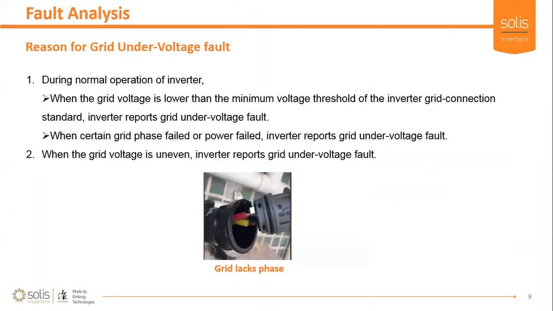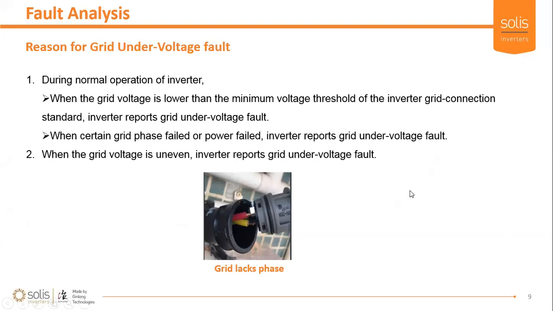Now, the fault analysis for grid under voltage fault. Similarly, during normal operation of the inverter, when the grid voltage is much lower than the minimum voltage threshold or the startup voltage of the inverter grid connection standard, the inverter reports grid under voltage fault. When a certain grid phase fails or the power fails, the inverter reports grid under voltage fault. And when the grid voltage is very uneven, the inverter also reports grid under voltage fault, which occurs due to loose connections of the AC cable wires.